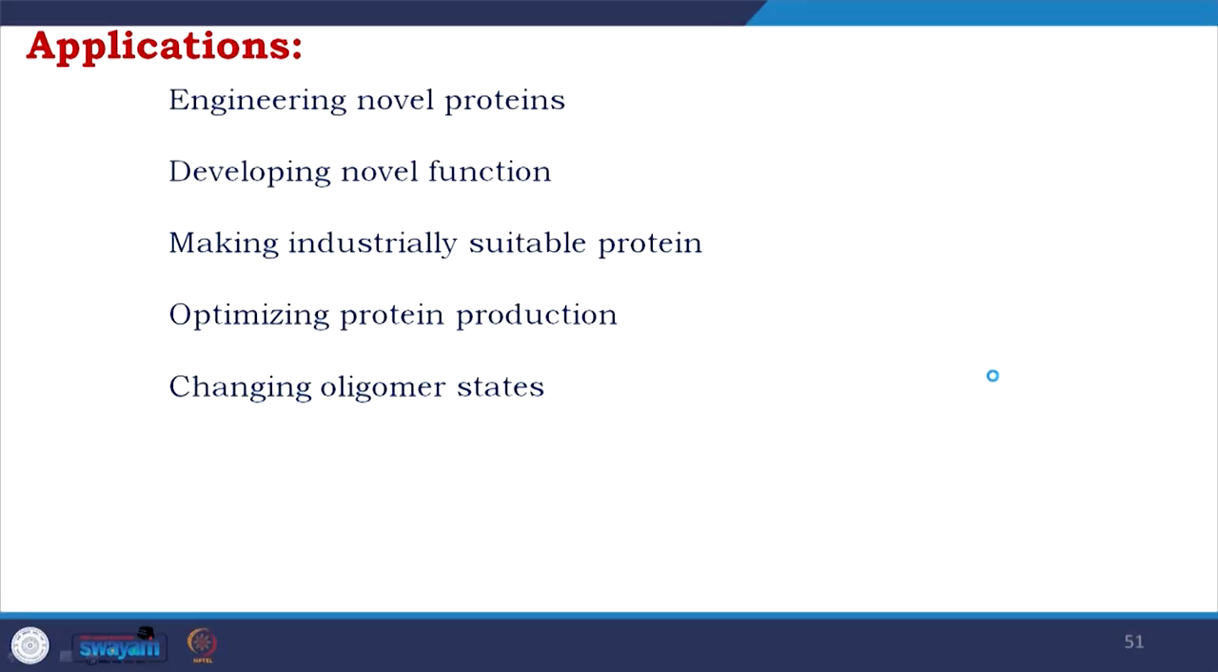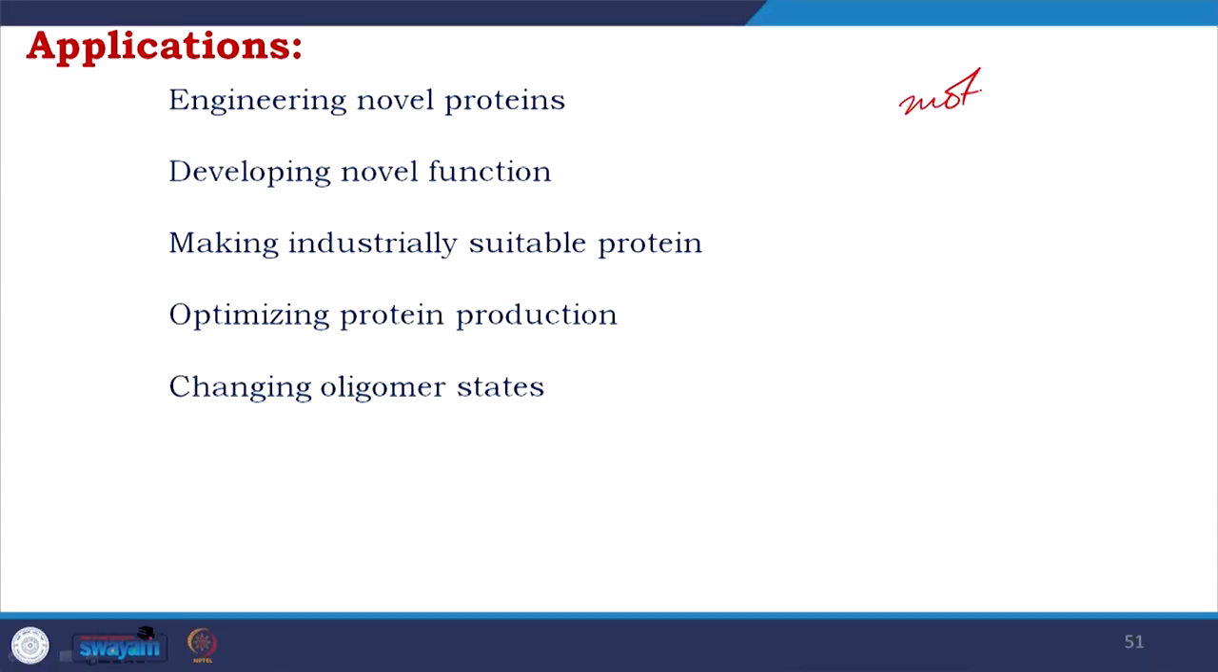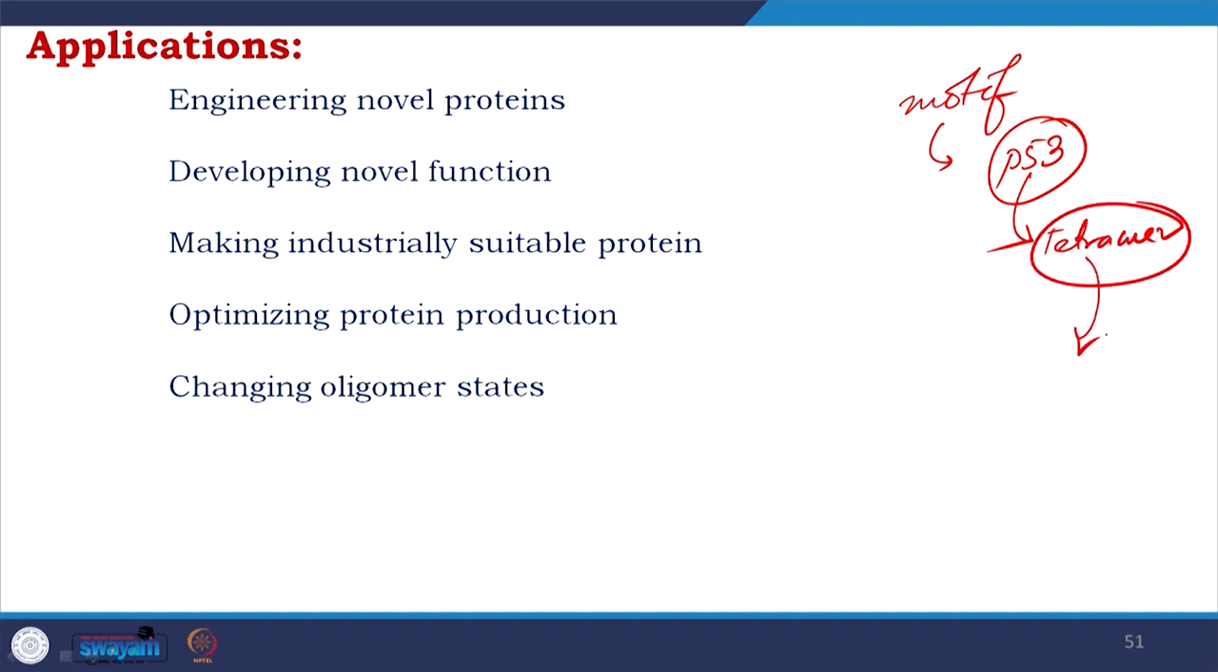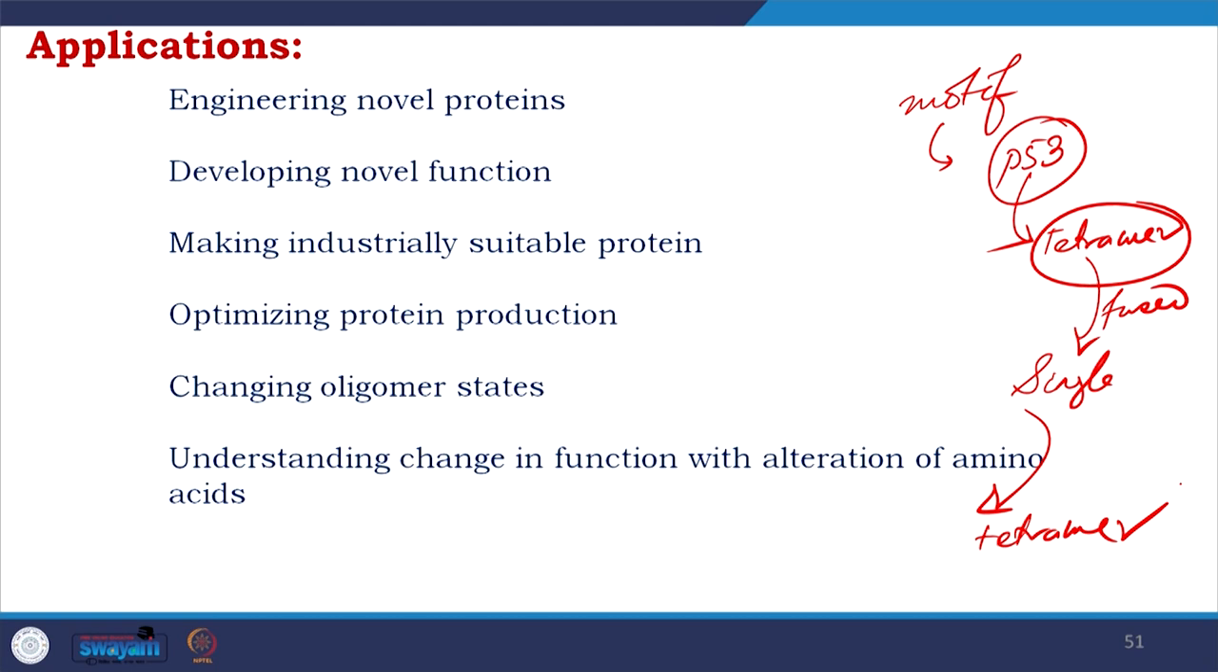Changing oligomeric state, as I was talking about in the case of a nanobody: if you take a structure motif from a protein called P53, which has a motif that forms a tetramer, and fuse it with another protein which forms a monomer, the monomer protein would form a tetramer. So, that is called changing oligomeric state. Then understanding change in function with alteration of amino acid is a very common method. As I told, you do point mutation, you express the protein and you check its function. This way, we generally do a lot of work.